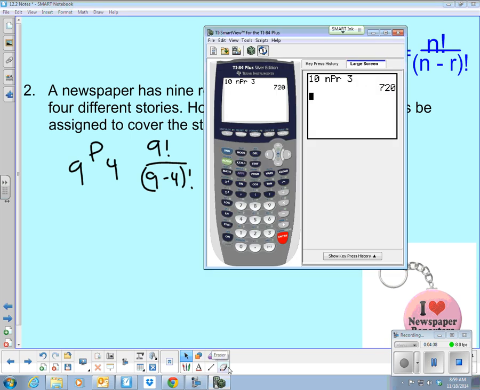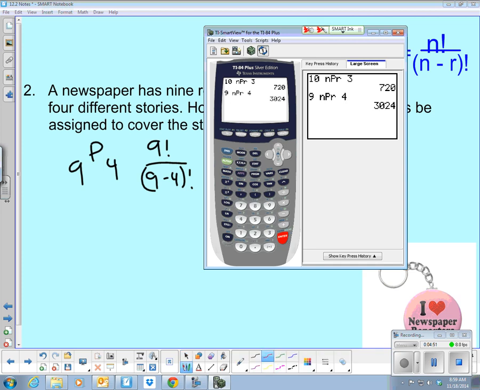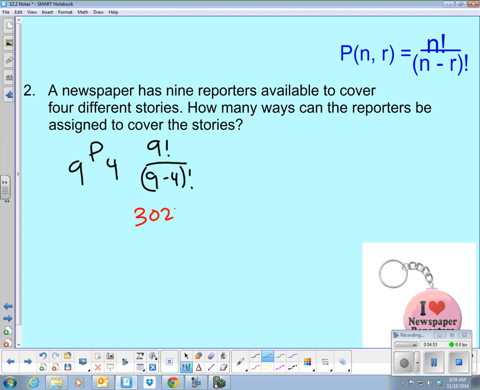But I want to do this. So I'm going to go 9, math, PRB, choose 4. So that's going to be 3,024. So there's 3,024 possible ways for 9 reporters to cover 4 stories.